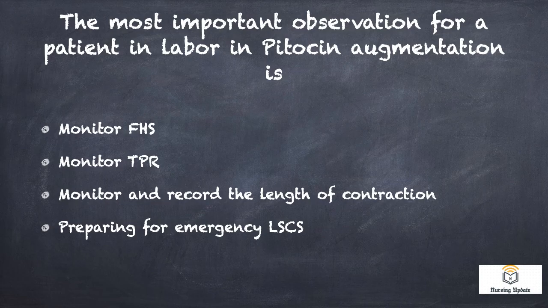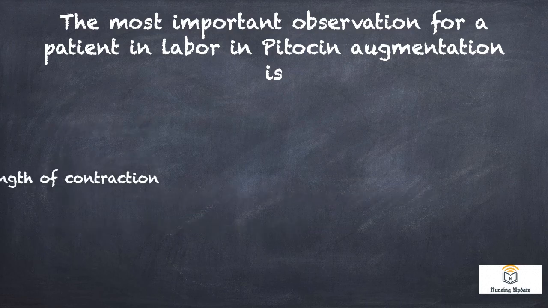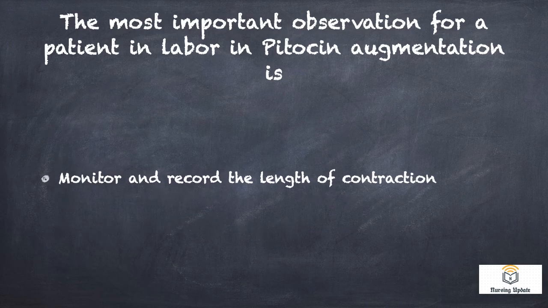In this, option D is not the answer. Preparing for emergency LSCS is not an answer. So which thing do you have to monitor? Monitor fetal heart rate, or monitor pulse and respiration, or monitor the uterine contraction. The correct answer is monitor and record the length of contraction. Why is it important? Why are you giving oxytocin? To increase the uterine contraction. That's why you are giving oxytocin.